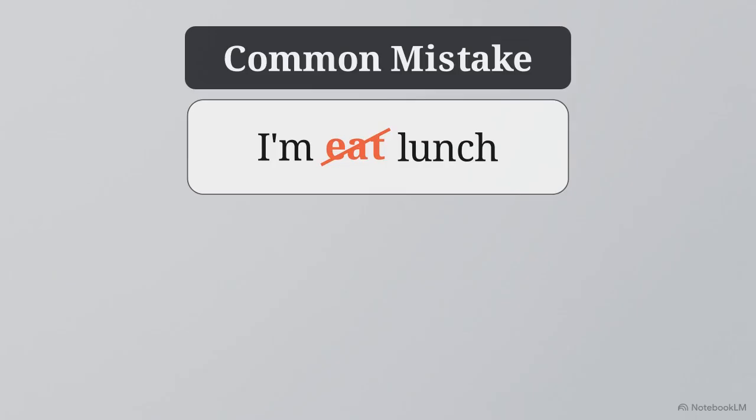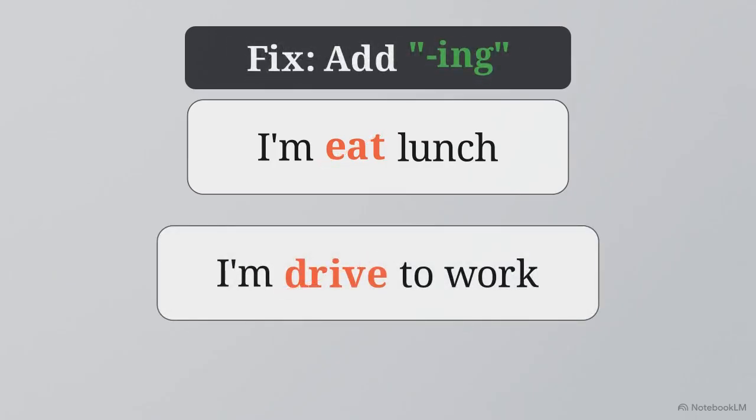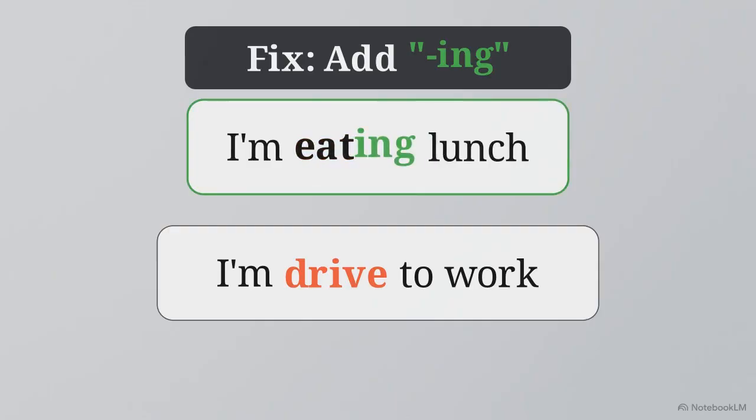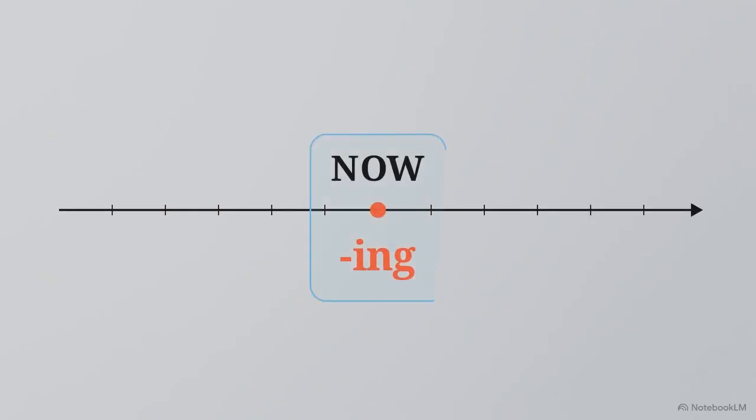A common mistake is using the verb by itself. In English, we do not say I'm eat lunch or I'm drive to work. To fix it, just add that ing to the action. I'm eat becomes I'm eating. I'm drive becomes I'm driving. Adding ing is what tells the listener that the action is happening right now.